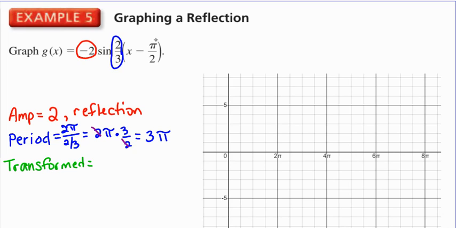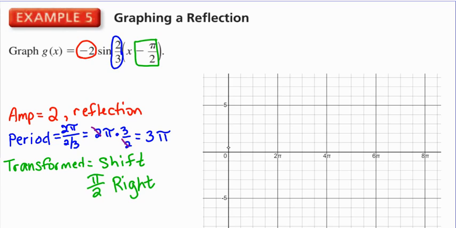And then finally, this minus pi over 2 says that we are shifting this pi over 2 units to the right. There is nothing added or subtracted at the end of our function, so we're not going to shift the midline up or down. So first let's start with shifting this thing to the right, pi over 2 units.